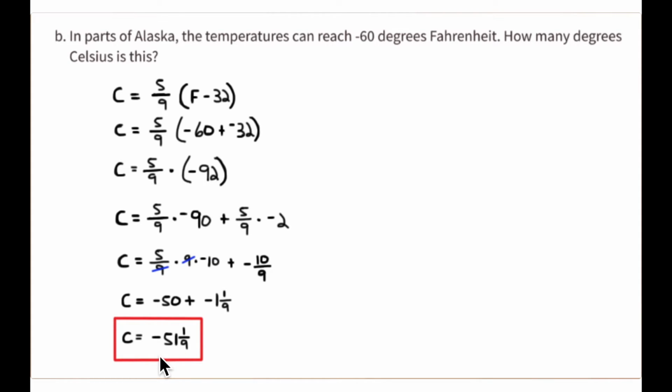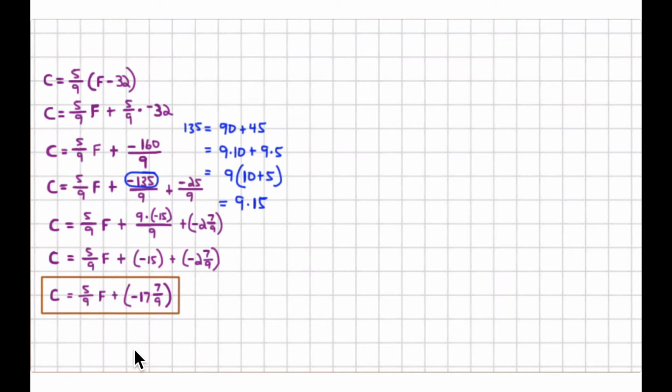Add those together. Without using a calculator, you can almost do this in your head. With a little bit of practice, you can do this in your head. You get an answer of negative 51 and 1/9 degrees Celsius. Now it is useful to graph this once again.